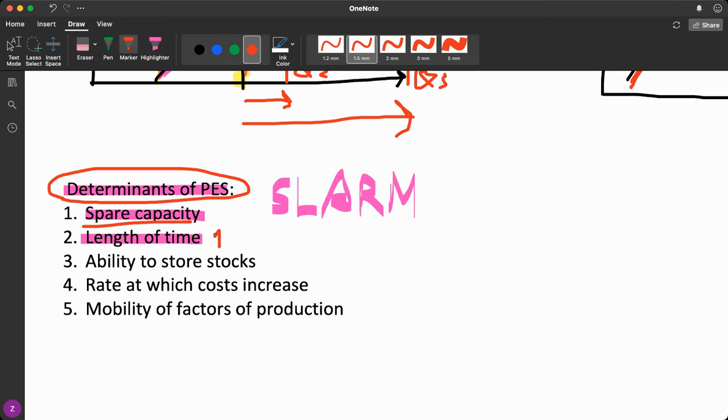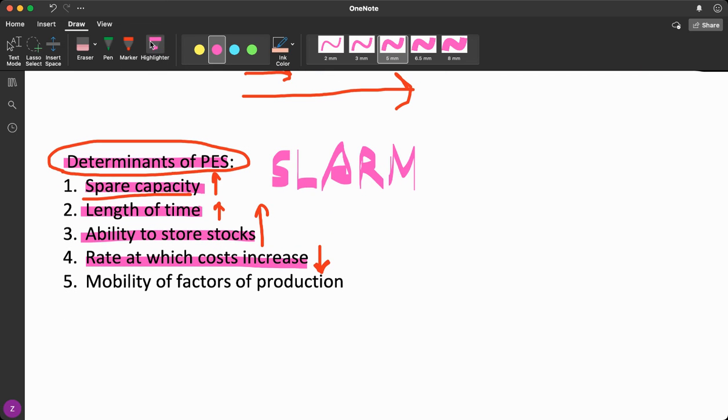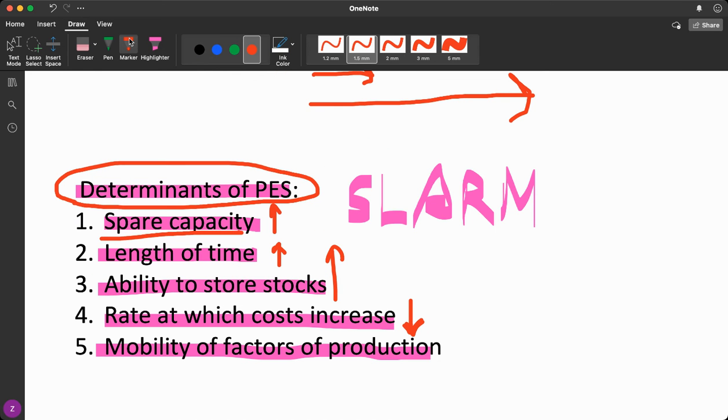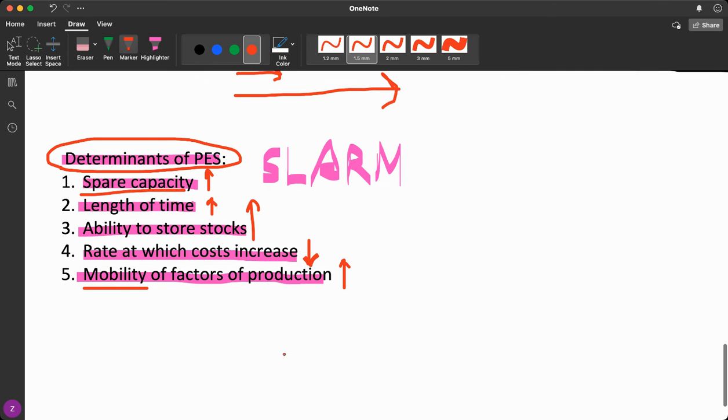So PES actually rises. And A stands for the ability to store stocks. So the greater the ability to stock, the higher the PES value. And R is the rate at which costs increase. So the higher this rate, the more obstacles or difficulties to increase output, so it lowers the PES in this case. And finally, M is mobility of factors of production or resource inputs. So the higher this mobility, the more quickly resources can be transferred from one place to another. So the higher the PES value in this case, right?